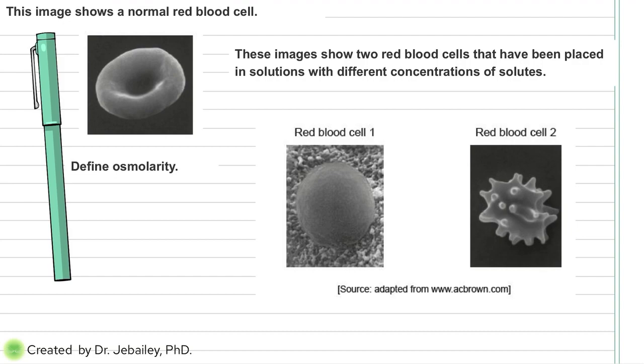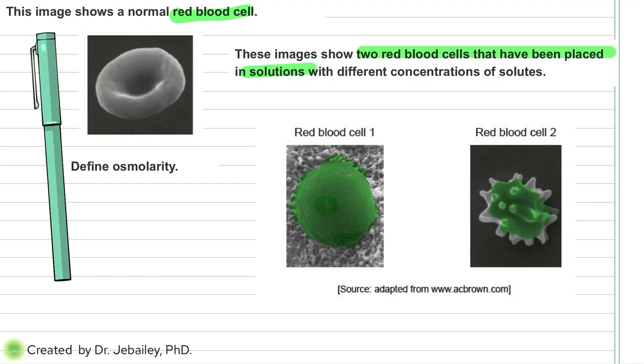Here we have an image of a red blood cell. So we're talking about an animal cell. And here it says these images show 2 red blood cells that have been placed in different solutions, right? It's about cells in solutions. So in this one, look at the difference. You can highlight here. You can see it looks full and well-rounded on this one, right? It's fully well-rounded. And this one looks like it has been kind of shrunk.